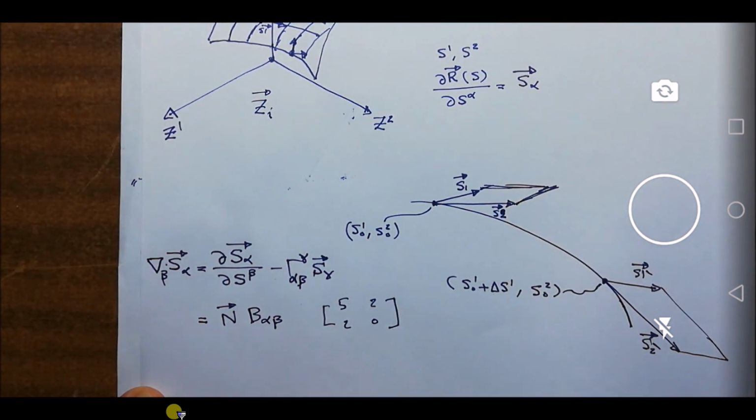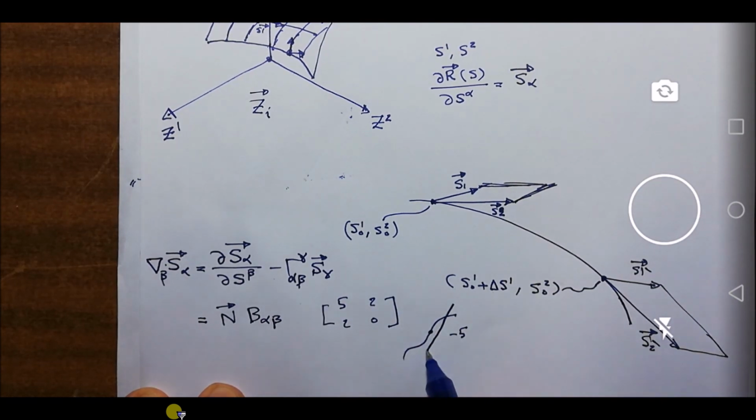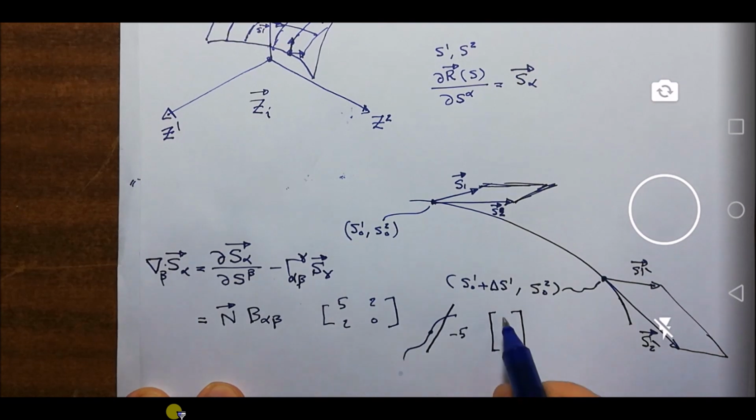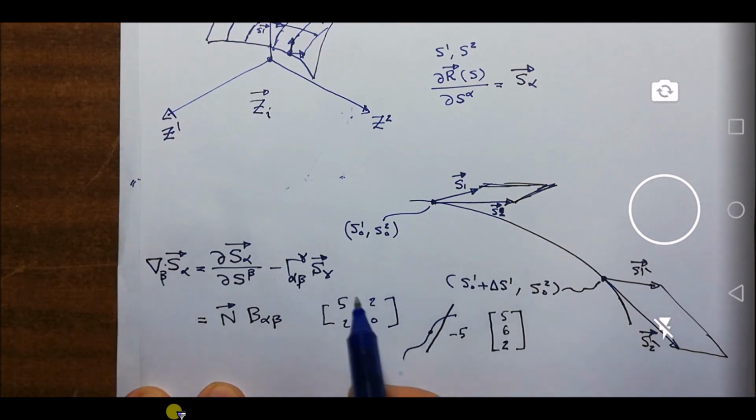Okay, it's a symmetric matrix and it gives you the status of the curvature at this point. Remember, if you have just a line, then the curvature is just one number. For example, +5 or -5 or 0. 0 in case you don't have any curvature. That's if you have a line. If you have a line in the three-dimensional space, then the curvature is just 3 numbers like 5, 6, 2. And if you have a surface embedded in a three-dimensional space, then the curvature is a 2x2 matrix.